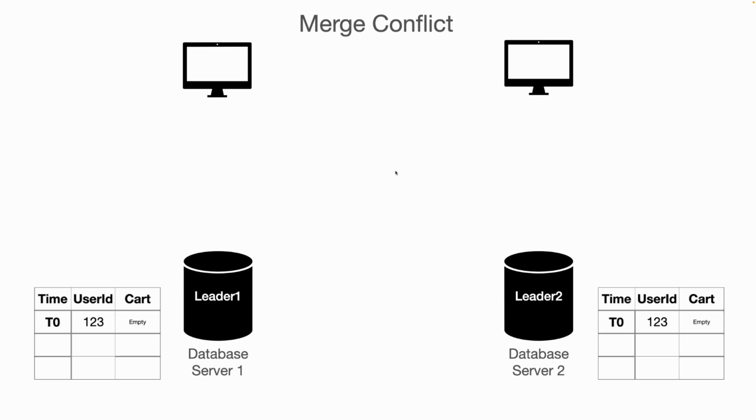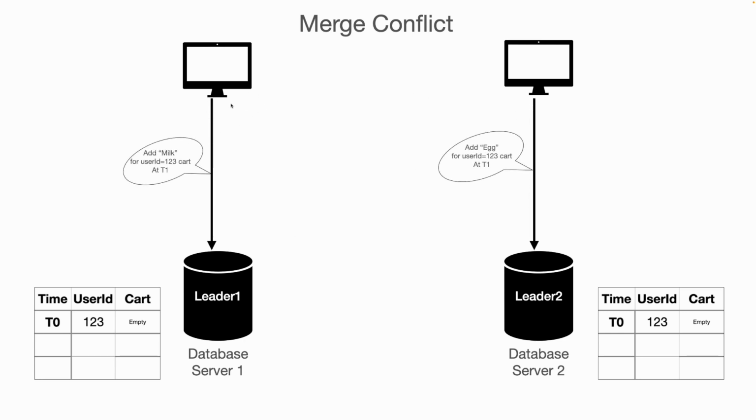Now there are two clients for the same user, and that user is trying to add milk into the cart at time t1. Leader 1 accepted the request and successfully responded back to the client. At the same time, the same user is updating the cart and adding egg to the cart, and leader 2 also responded back to the client.